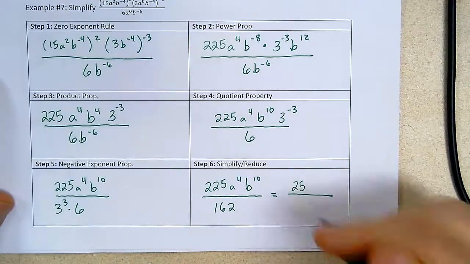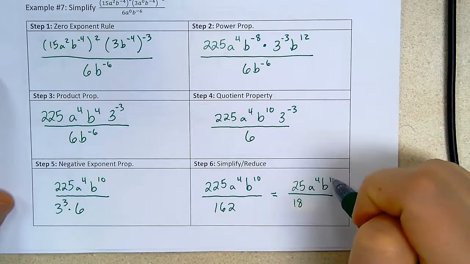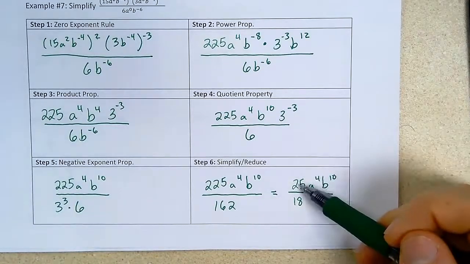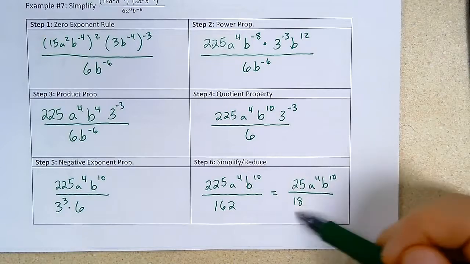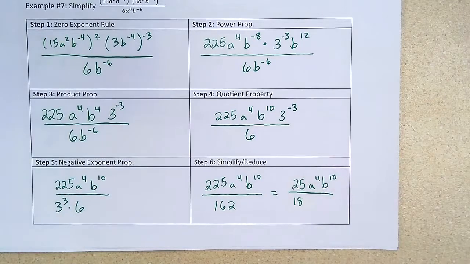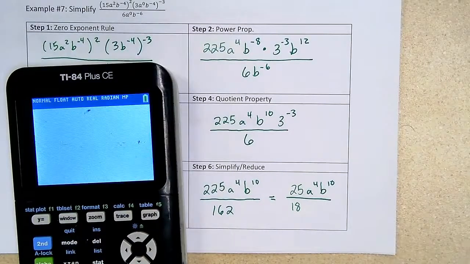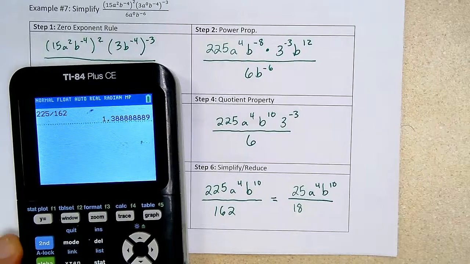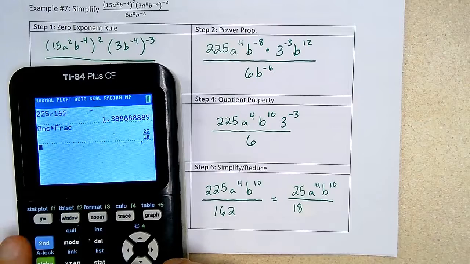There we go. And then just double check. 5 times 5, 2 times 3 times 3. Yeah, that's as low as it'll get. Again, your calculator, if you have the TIs, can do that much faster. We take 225 divided by 162, and then we press math, convert to fraction, and there we have it, 25/18.